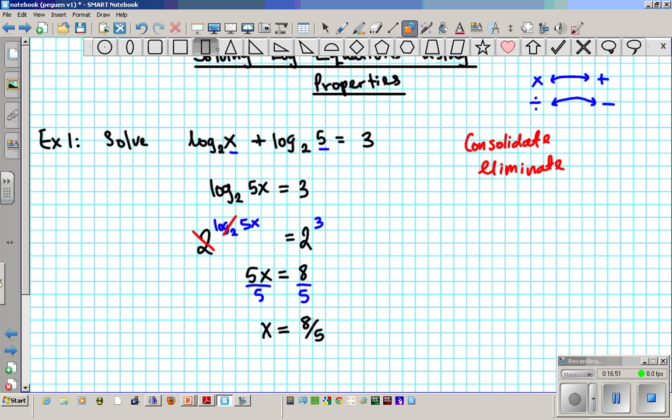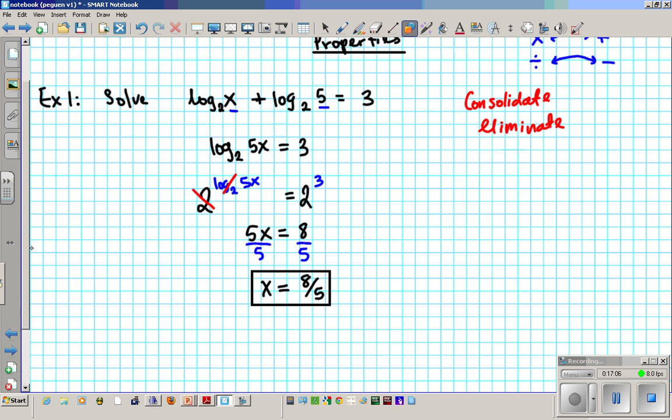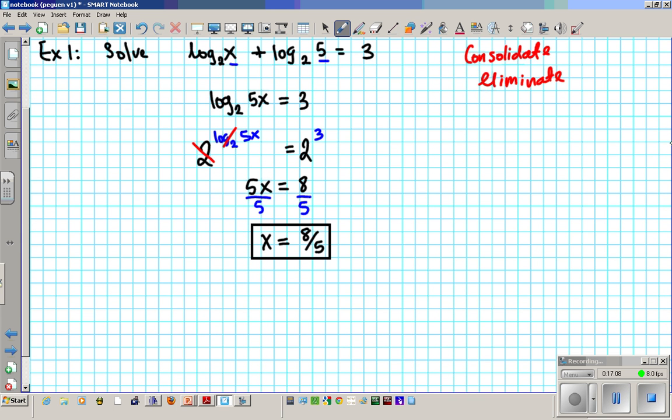Okay? So you see what we did? We consolidated these two logs into one, which made it easy to eliminate. Alright, let's try another example. Example 2, slightly more complicated.